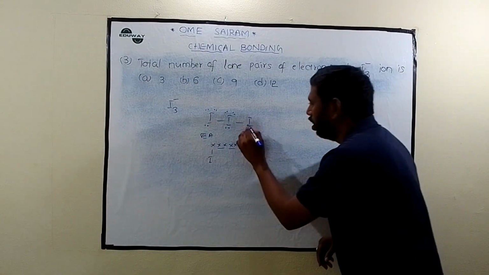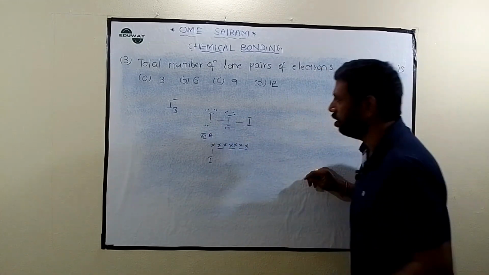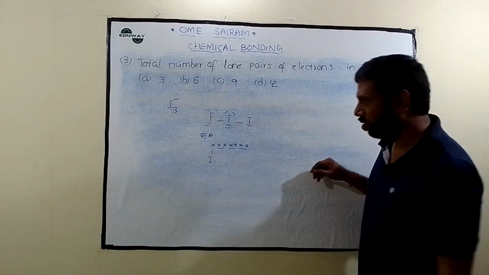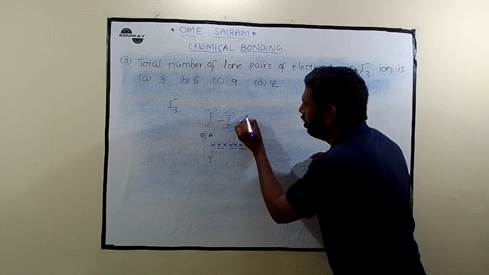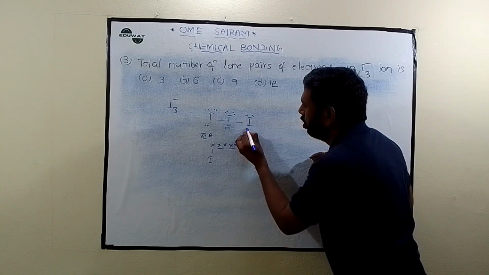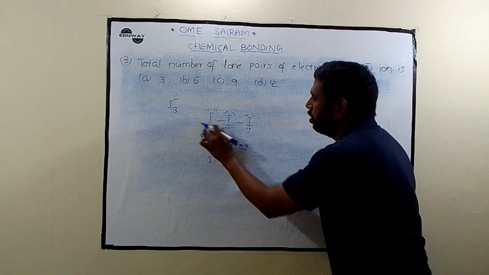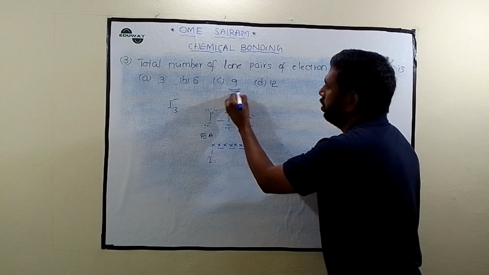Now this iodine is also the same. It belongs to the 7A group element and contains 7 valence electrons. This iodine can form one bond with one iodine atom, and that's why we can write it like this. The remaining 6 electrons exist as 3 lone pairs. Now the total number of lone pairs is 3 plus 3 plus 3, total 9. Option C is the correct answer.